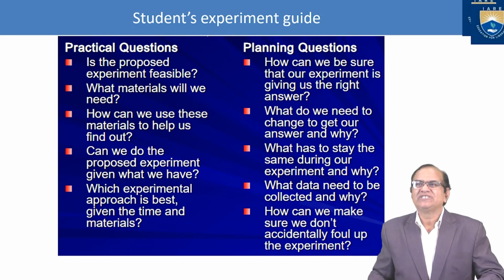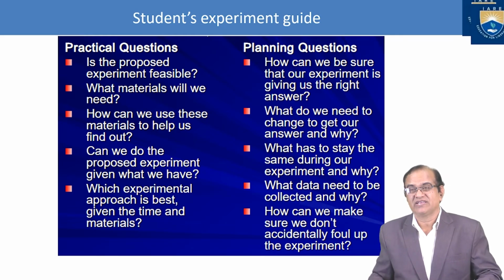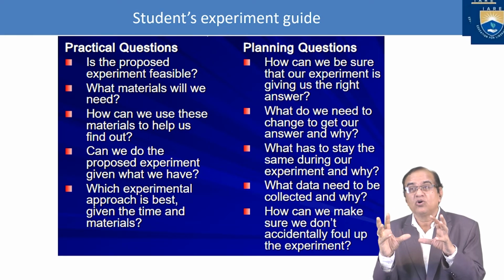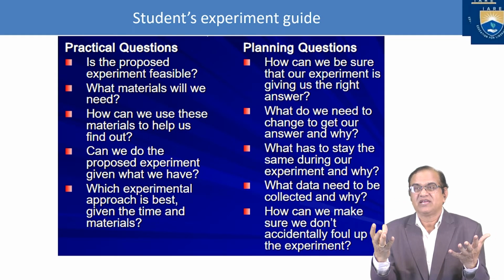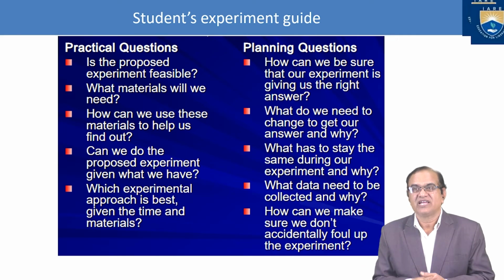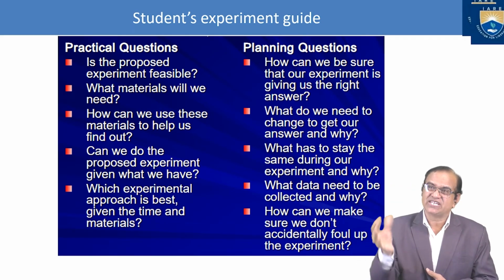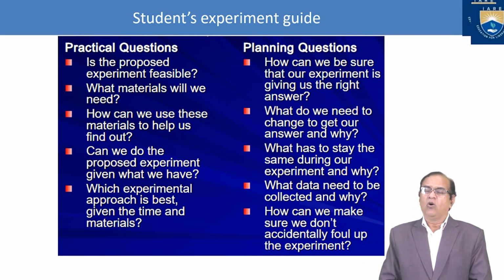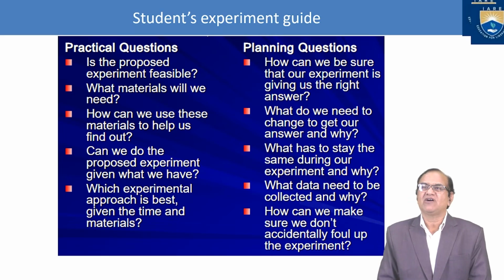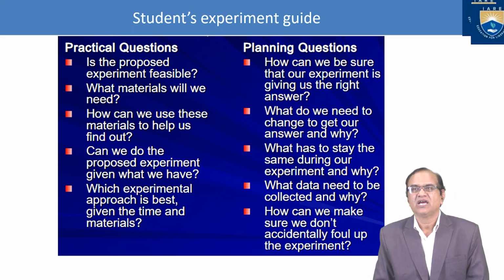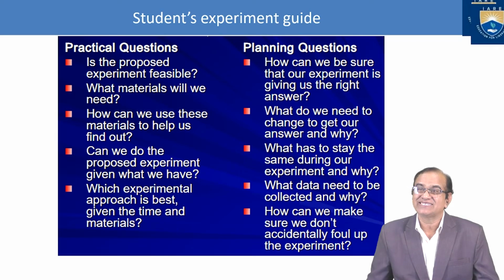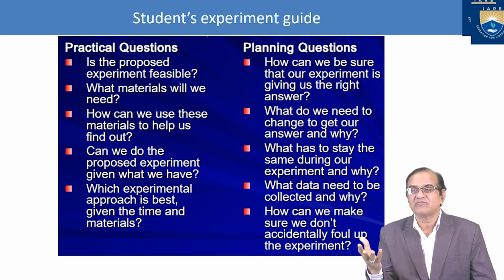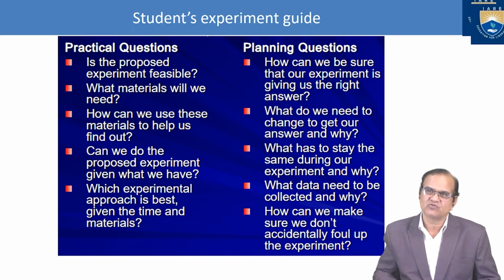What do we need to change to get our answer and why? So we have some question, we have to give some answer. What do we need to change so that we are getting the correct answer? The configuration, the construction, the methodology, the inputs, we have to change it. What has to stay the same during our experiment and why? What parameter will remain constant in our experiment and why? We have to answer these questions.